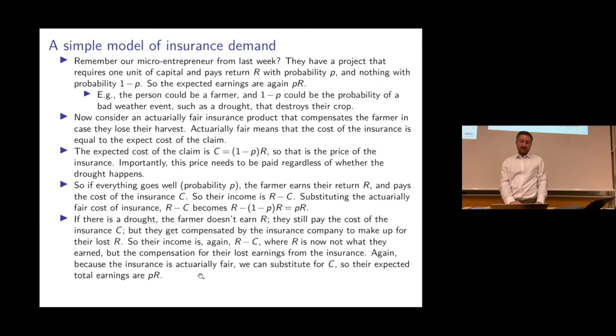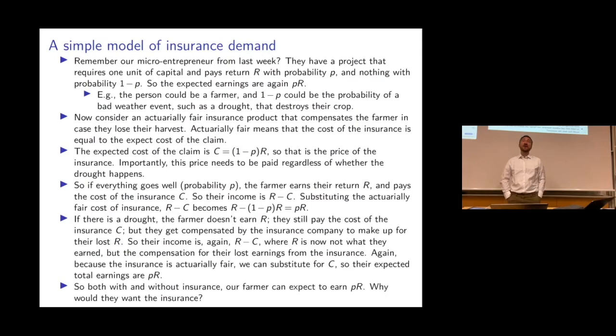At this point, you should notice that this is again the same income that they had without insurance and that they had with insurance in the good state of the world. So the incomes are the same in all three cases. With and without insurance, the farmer can expect to earn PR. Why would anybody want insurance in that case?